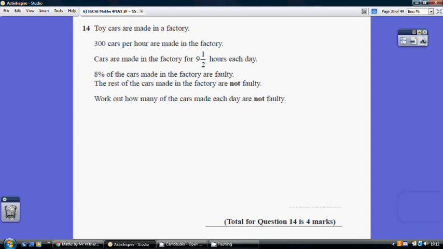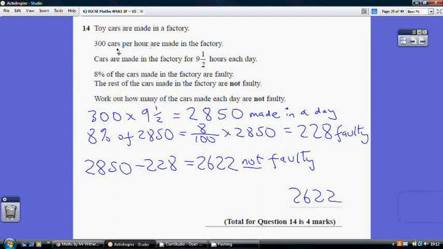Question 14. So we're told 300 cars are made per hour and the cars are made for 9.5 hours each day. So how many cars are made each day? Well, it's 300 times 9.5, which is 2,850 cars per day.